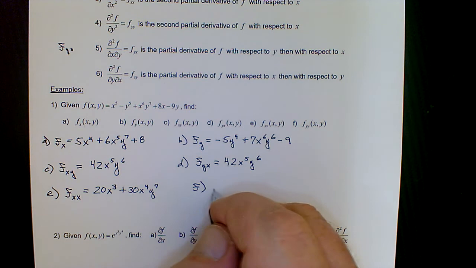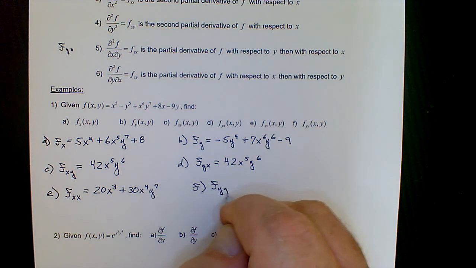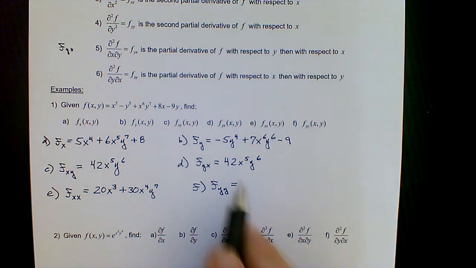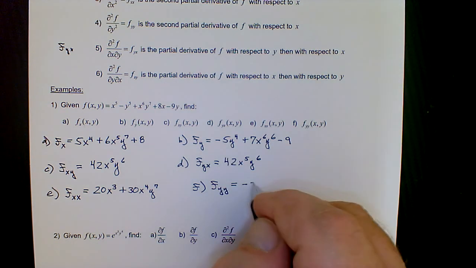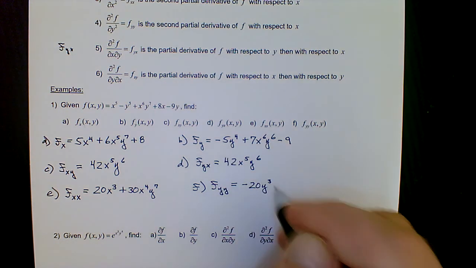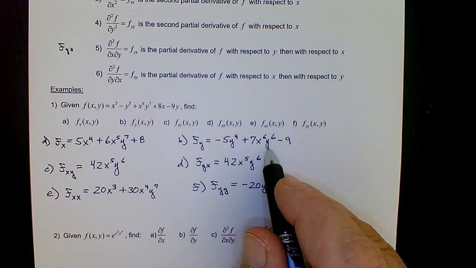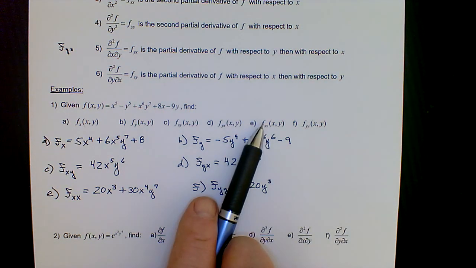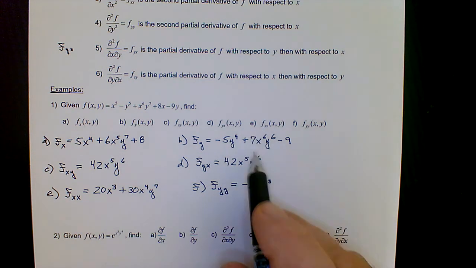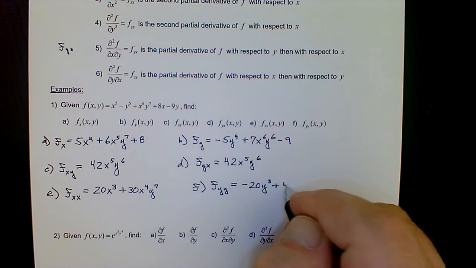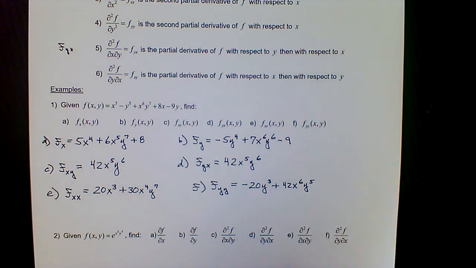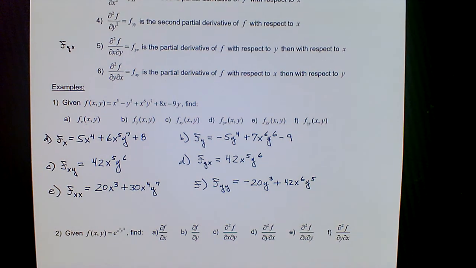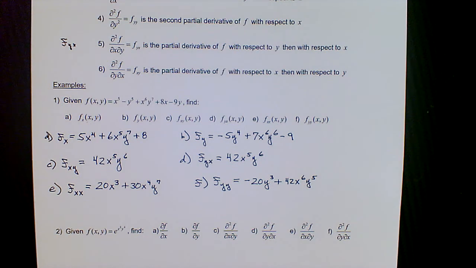And then for part F, with respect to y twice, focus on part B, differentiate that with respect to y, we get negative 20y cubed, and then here the x is being held as a constant, derivative of y to the sixth is 6y to the fifth, times the 7 would be 42, the x to the sixth tags along as a constant, and that was y to the fifth. So those are the partial derivatives for that function.